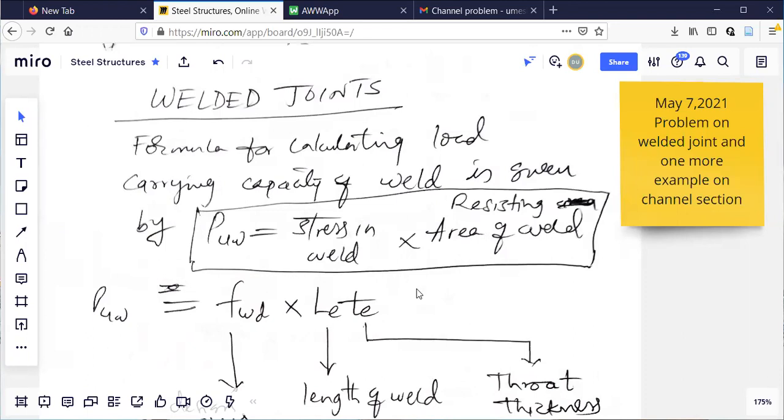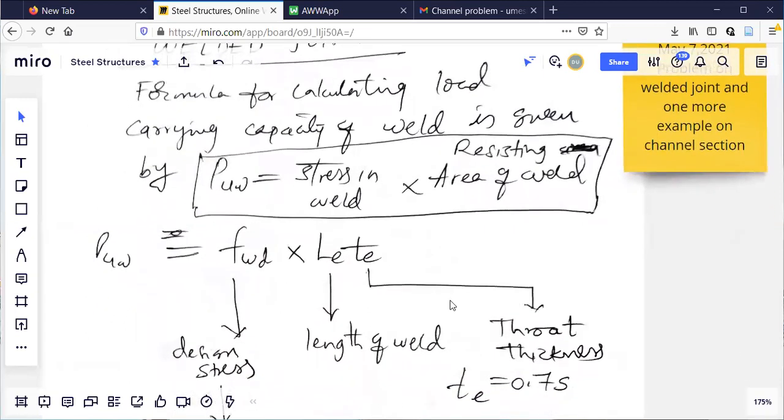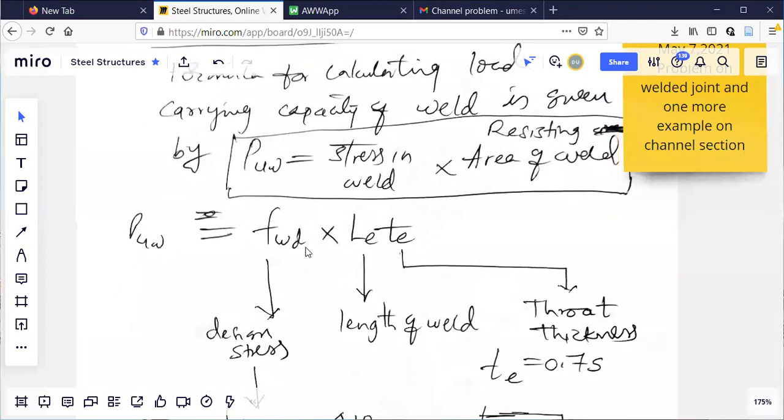Today is May 7. I will solve a problem on a welded joint and one more example on a channel section. The simple formula is a strength of material formula: force is equal to stress into resisting area. The resisting area has two dimensions, length and thickness of the weld.